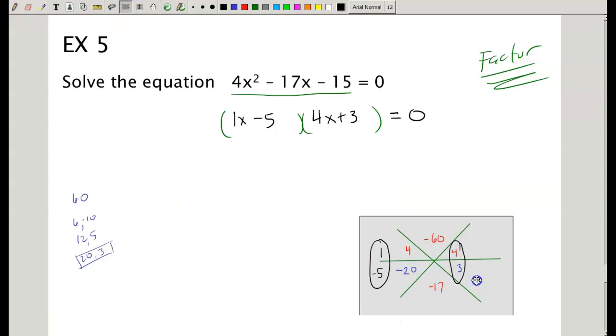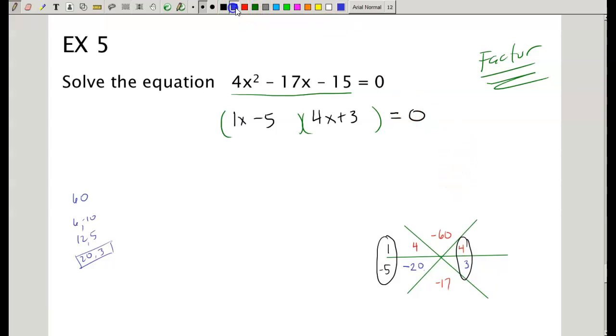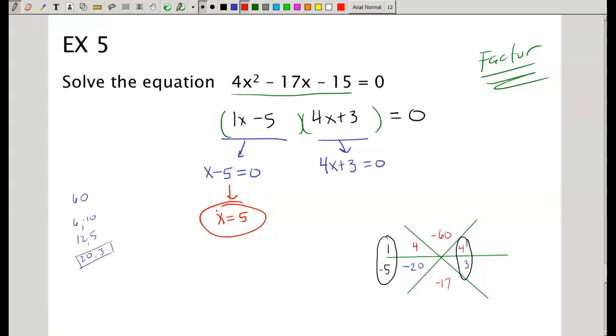Now to finish the problem, we can just use the zero product property, which says if I have something times something and that equals 0, then I can set each one of these individual factors equal to 0. So I can set x minus 5 equal to 0, or it has to be true that 4x plus 3 is 0. One of those has to be, because if I'm multiplying and my answer is 0, then one of those has to be 0. So x minus 5 equals 0 gives us x equals 5.